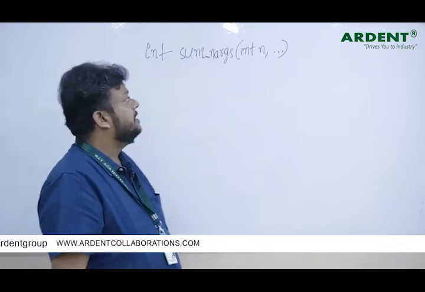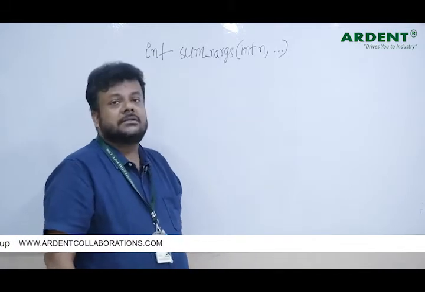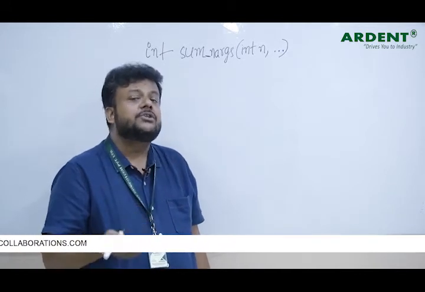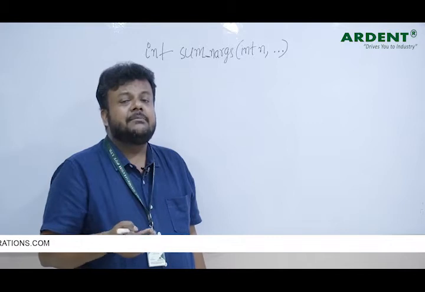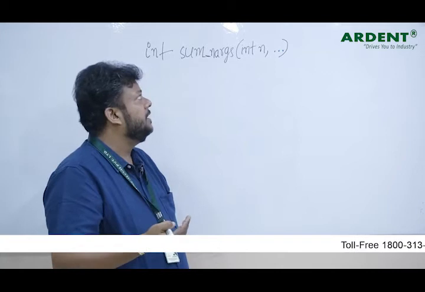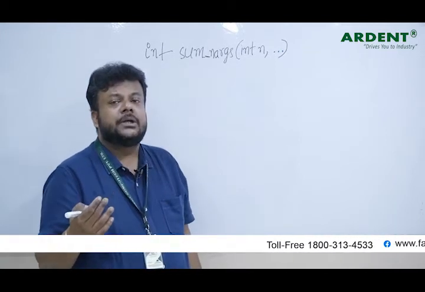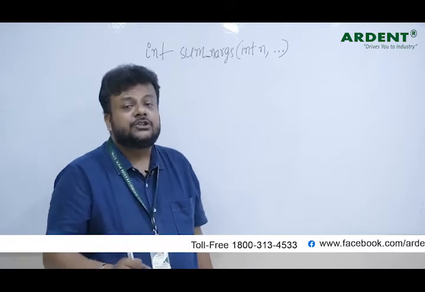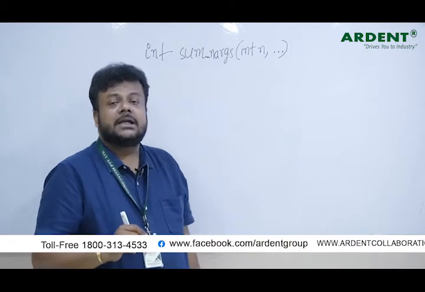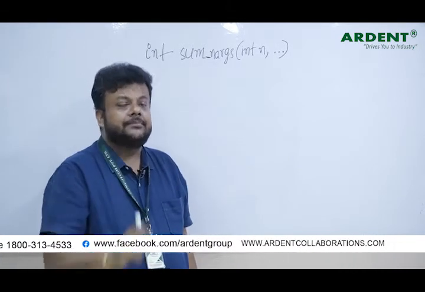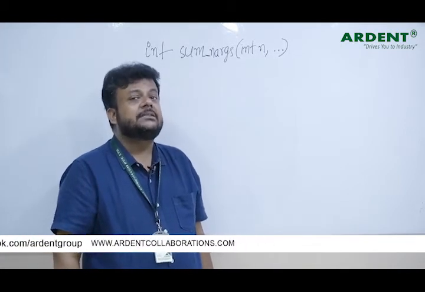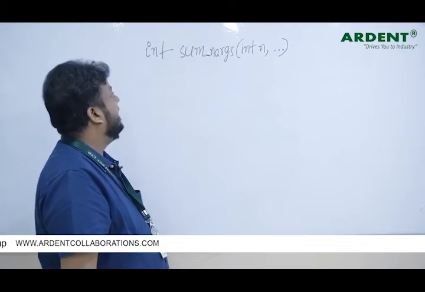So the ellipsis here tells the user of this particular function, I mean the calling function, that when this function is called by another function, that function can pass any number of arguments to it, where the first argument has to be compulsorily an integer, which is being declared with the name n. This function prototype can be summarized in a sentence like this.